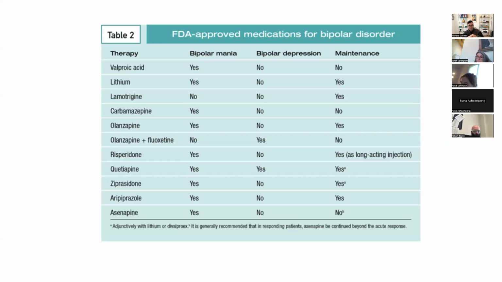What should we know about valproic acid? It's FDA approved for bipolar mania, all right? Doesn't really cover for depression, right? So if someone has bipolar mania only, bipolar 1, valproic acid monotherapy might be a good option for them, right?